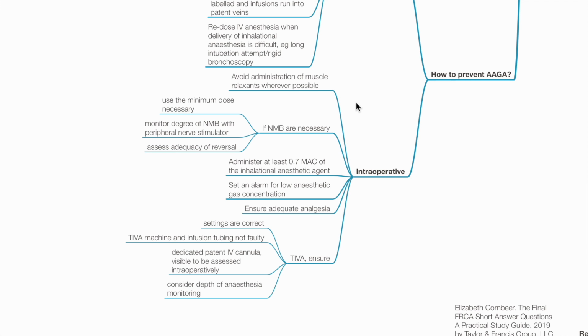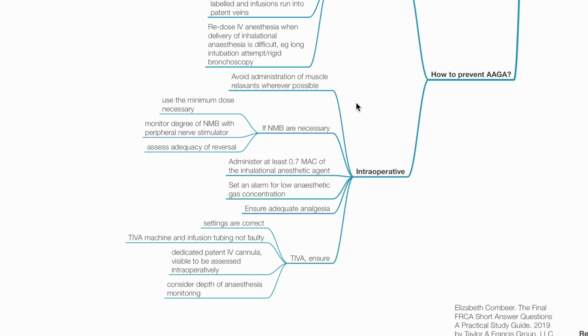Intraoperative measures: avoid administration of muscle relaxants whenever possible. If neuromuscular blockade is necessary, use the minimum dose necessary. Monitor the degree of neuromuscular blockade with a peripheral nerve stimulator and assess the adequacy of reversal, ensuring adequate hypnosis until neuromuscular blockade reversal has been complete.